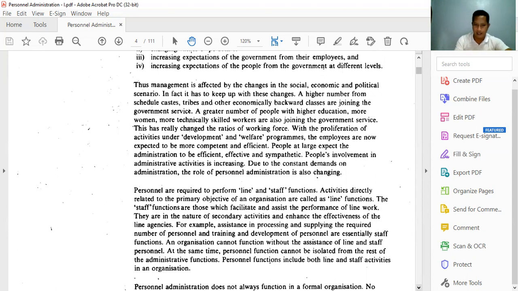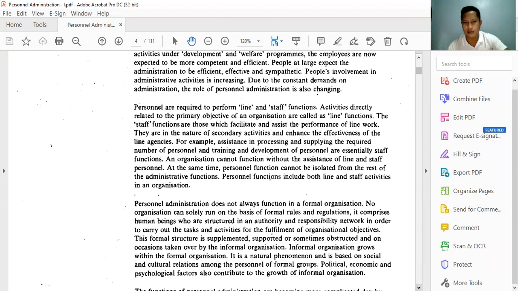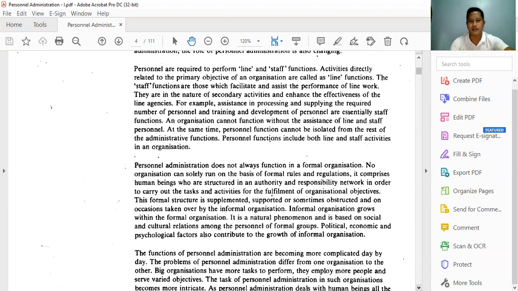its subordinates. Okay? Personnel administration does not always function in a formal organization. No organization can solely run on the basis of formal rules and regulations. It comprises human beings who are structured in an authority and responsibility network in order to carry out the tasks and activities for the fulfillment of organizational objectives.